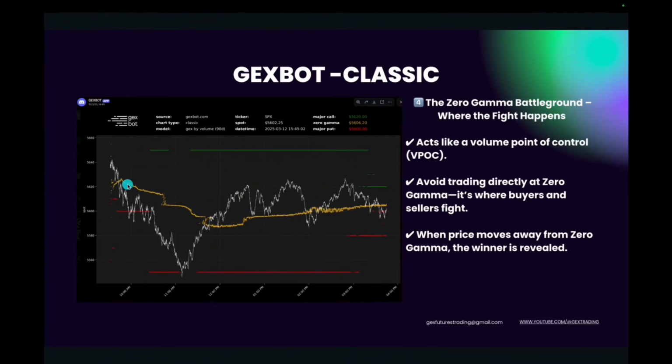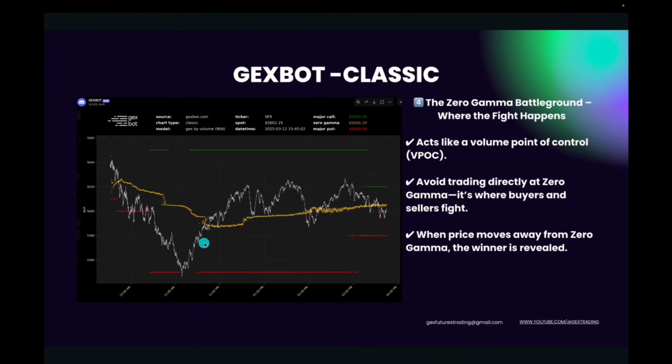If you think about zero gamma as that POC, it's a place where you don't want to trade. When the price is around this level, you don't want to trade. And as I said before, why? Because this is the place where buyers and sellers fight. Now, when the price moves away from zero gamma, we have a visual representation of who won that battle. For instance, in this example, we can see that the sellers won that battle. They were battling around there, and then they won.